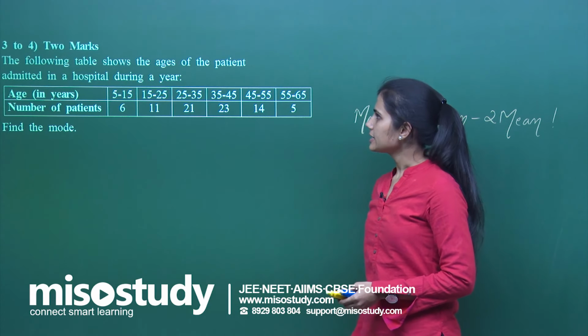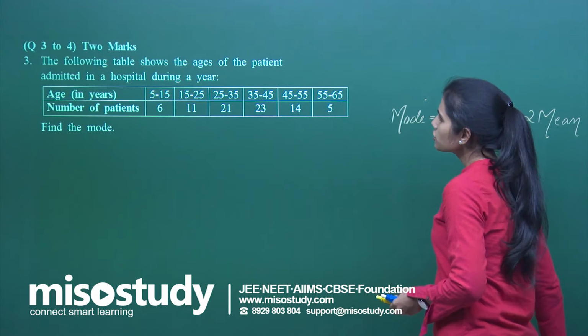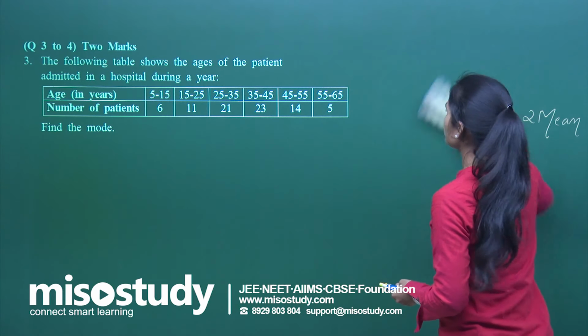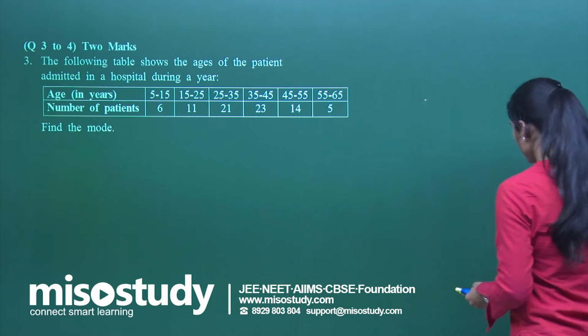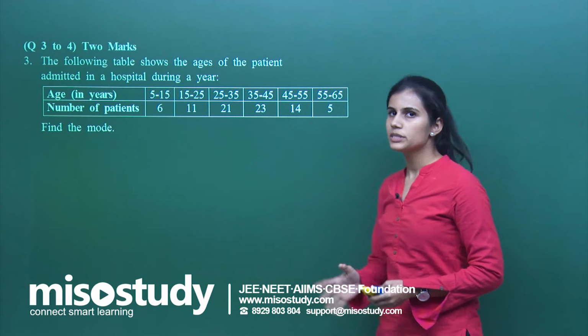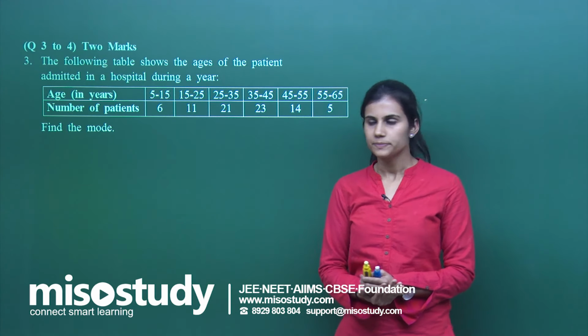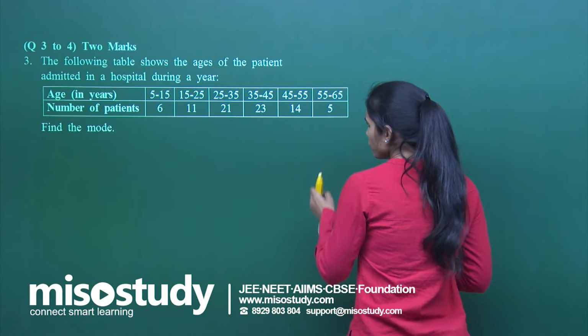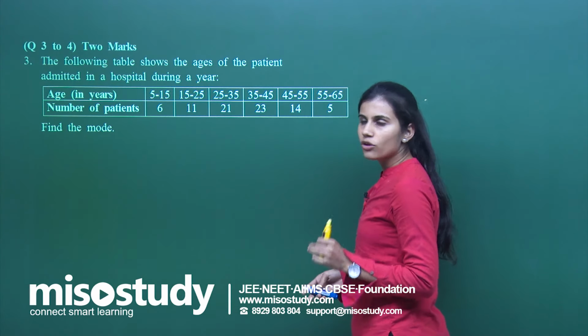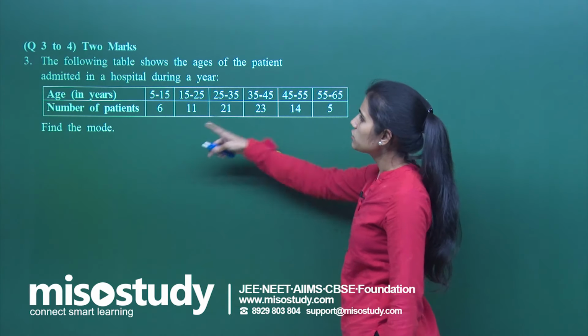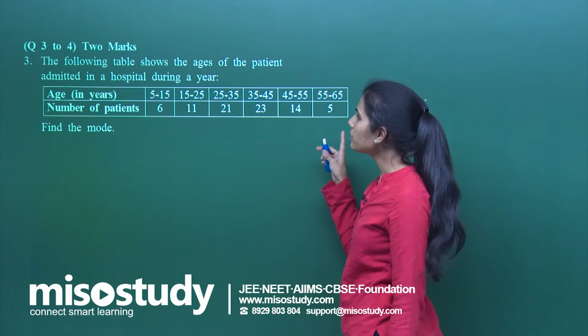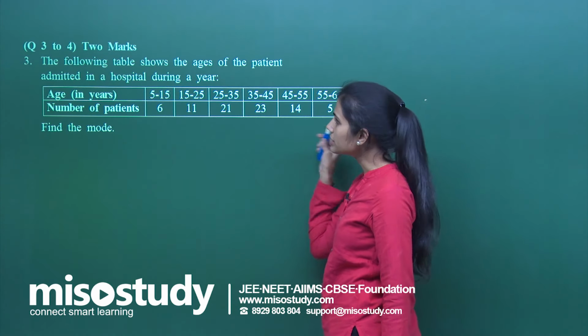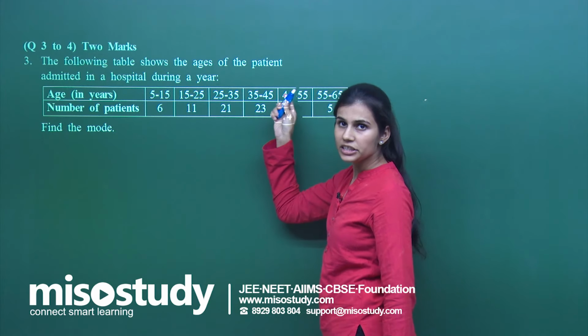Moving to the next, it says that this following table shows the ages of patients admitted in a hospital during a year. Find the mode for this given grouped frequency distribution. If I have to find the mode, what is the algorithm? The algorithm says that you have class intervals, you have the frequencies available with you. So these are class intervals, these are frequencies.